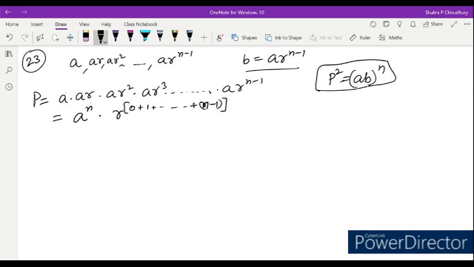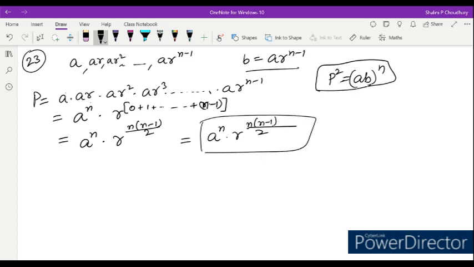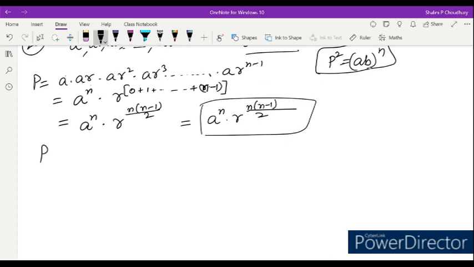Okay, now what we can do, the power of a is n, and the power of r will be 0 up to n minus 1, that will be equal to n into n minus 1 divided by 2. So a to the power n into r to the power n into n minus 1 divided by 2, this will be the value of p. Okay, now we have to find out the value of p square, which is equal to (ab) to the power n. This we have to find out.